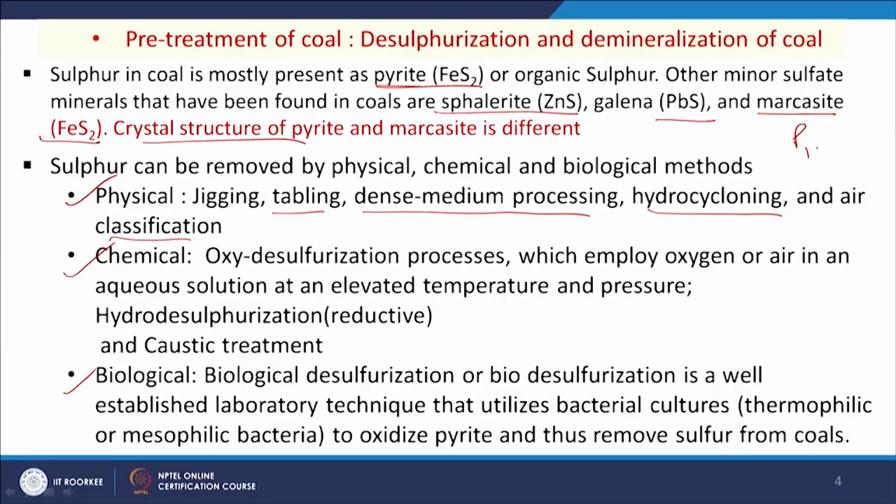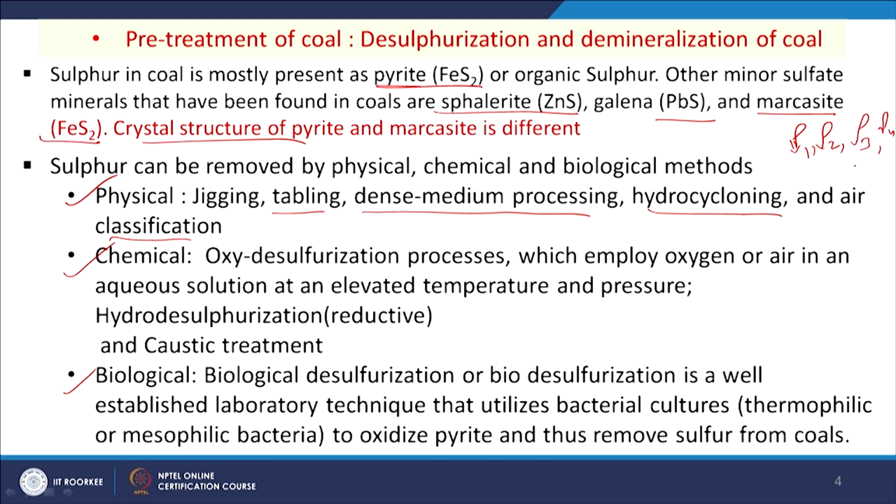Now, coal is a heterogeneous sample and it will have ash, carbon, etc. If it has a number of particles, they will have different densities, say rho 1, rho 2, rho 3, rho 4, etc. So, different particles have different densities.